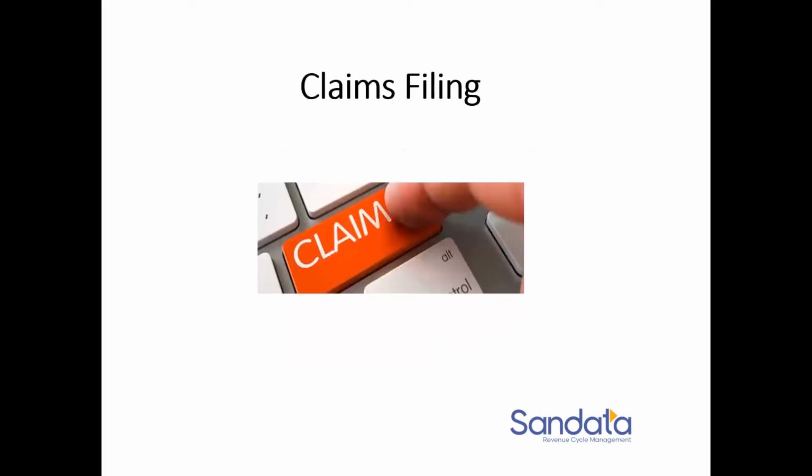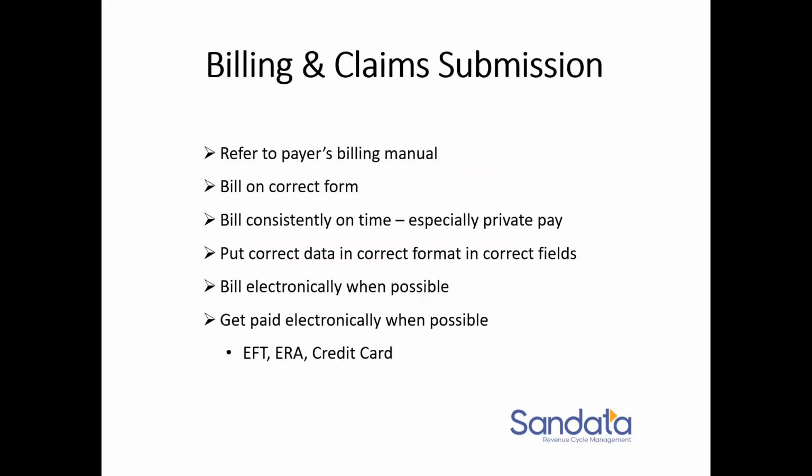Okay, let's talk about actual filing of the claims. You've provided the service, collected your time, you have your authorization, etc. So number one, always be familiar with the payer's billing manual. That's the rules and regulations. Bill on the correct form type. So that could be a UB, it could be a miscellaneous format claim, CMS 1500, depending on the type of services.